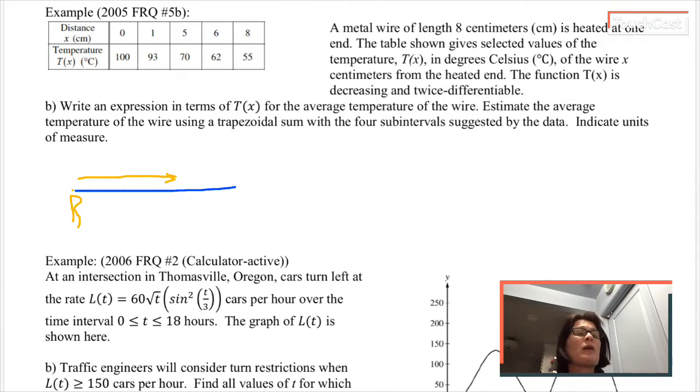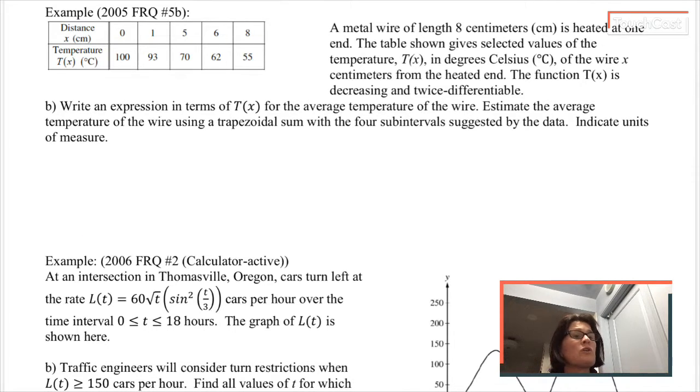Okay, so I have a metal wire, 8 centimeters long, and I know the temperature. I can measure the temperature at different places along the wire. I don't know the temperature at every place along the wire because I don't have a function rule for the temperature. I just have these measured values. So I want to write an expression for the average temperature of the wire, and then estimate that average temperature using a trapezoidal sum. I'm going to move my little picture out of the way.